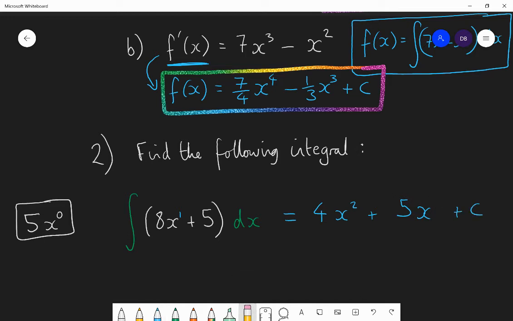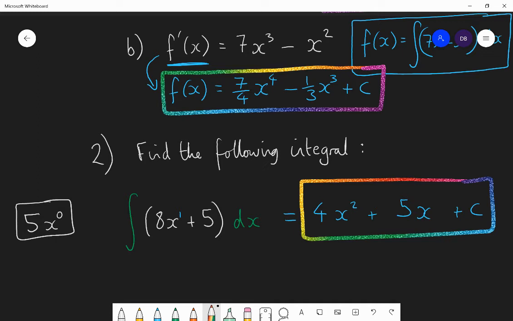So my answer to that is 4x squared plus 5x plus c. So that is the integral of 8x plus 5 with respect to x.